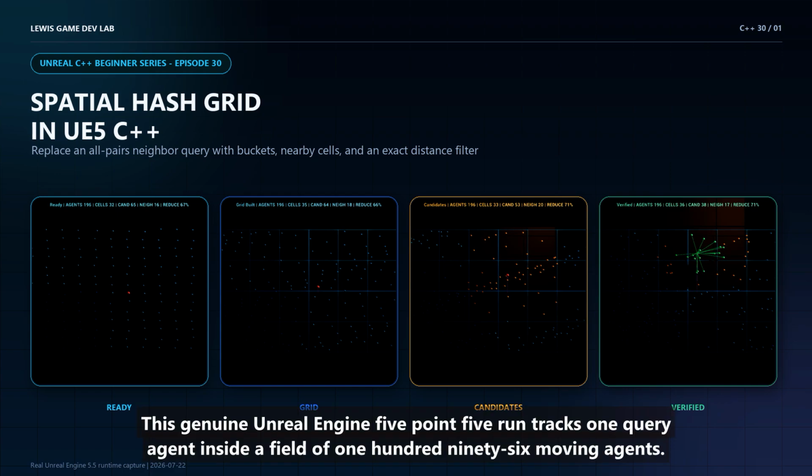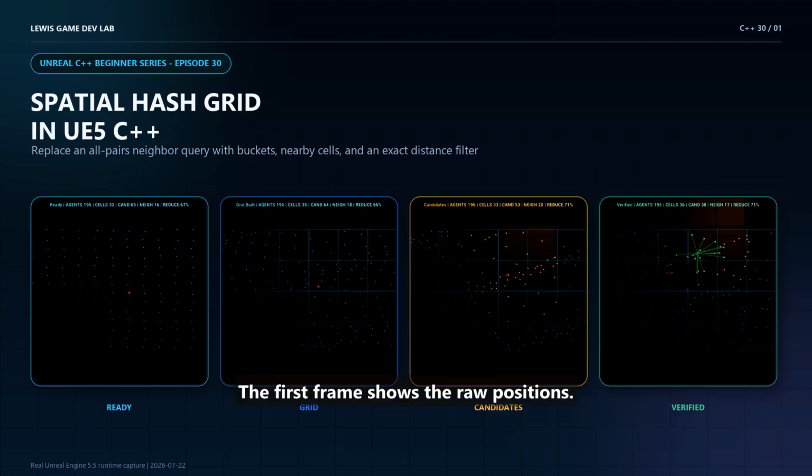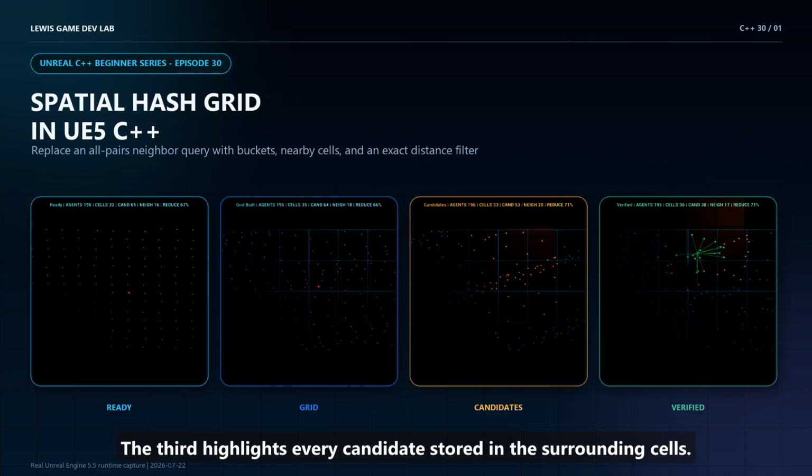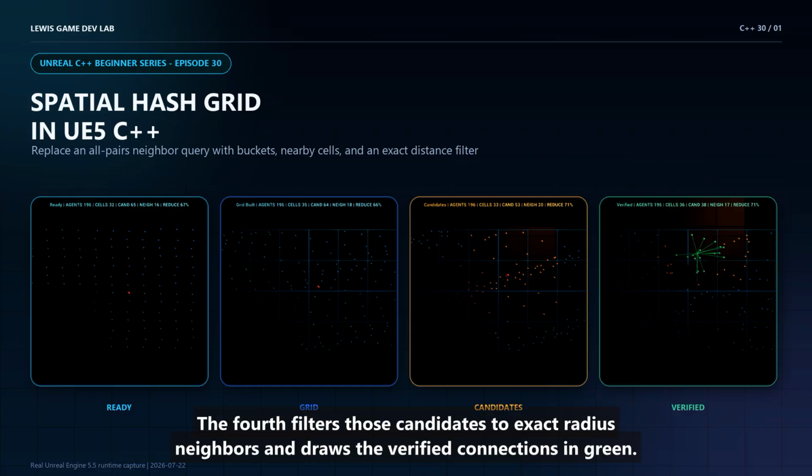This genuine Unreal Engine 5.5 run tracks one query agent inside a field of 196 moving agents. The first frame shows the raw positions. The second reveals the spatial grid. The third highlights every candidate stored in the surrounding cells. The fourth filters those candidates to exact radius neighbors and draws the verified connections in green.